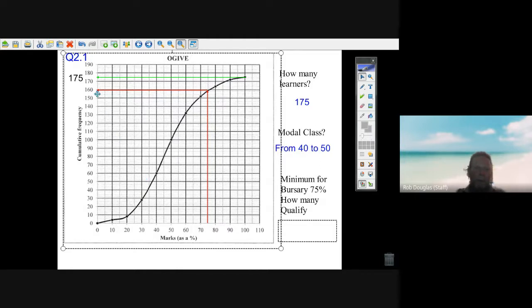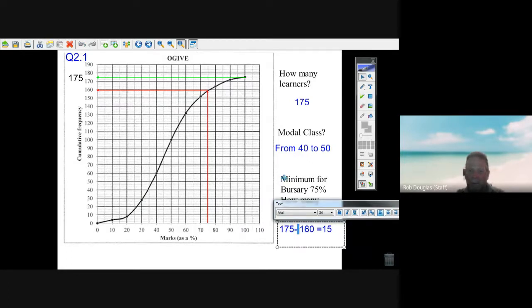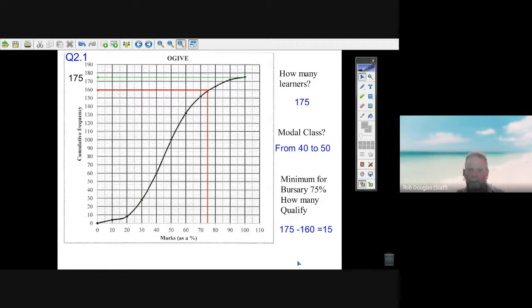Well, that means if you have less than 75%, you're not getting a bursary. All these people here from 160 up to the 175, they're all getting bursaries because they have high enough marks. Okay, so there you go. You just go 175, you subtract the 160, and you get 15 people. Looked like to me that 15 people qualify for this bursary.